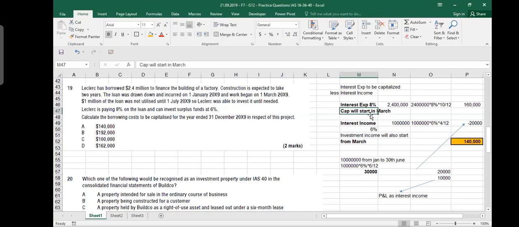January, February, you paid interest to the bank. Listen, you took out the loan on the 1st of January, right? You took out the loan from the 1st of January. So January and February interest, where did it go? It goes to the income statement.